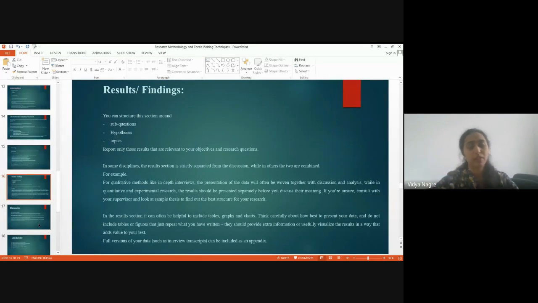For example, in qualitative methods like in-depth interviews, the presentation of the data will often be woven together with discussion and analysis. While in quantitative, that is numerical data and experimental research, the results should be presented separately before you discuss them. If you are unsure, consult your supervisor and check the handbook.